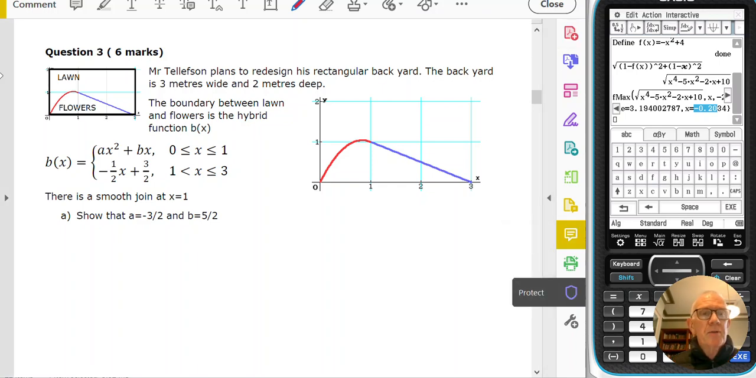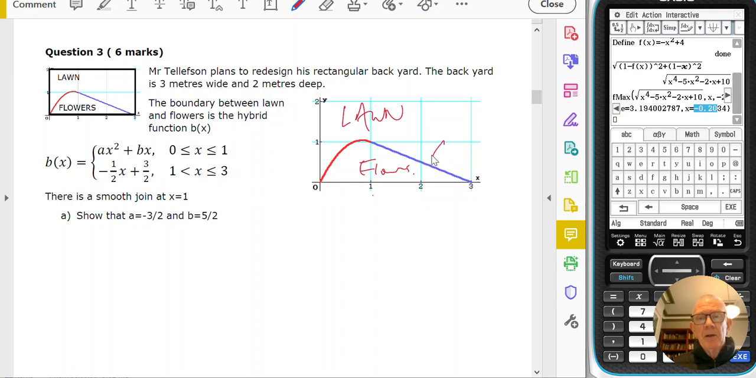Okay, so question number 3, I have this lawn and flowers. So that's lawn and that's flowers. And I have a hybrid function. So this part is a parabola up to x equals 1. And this part is a straight line. And I know the gradient of this straight line is negative a half because of the negative a half there. And there's a smooth join.